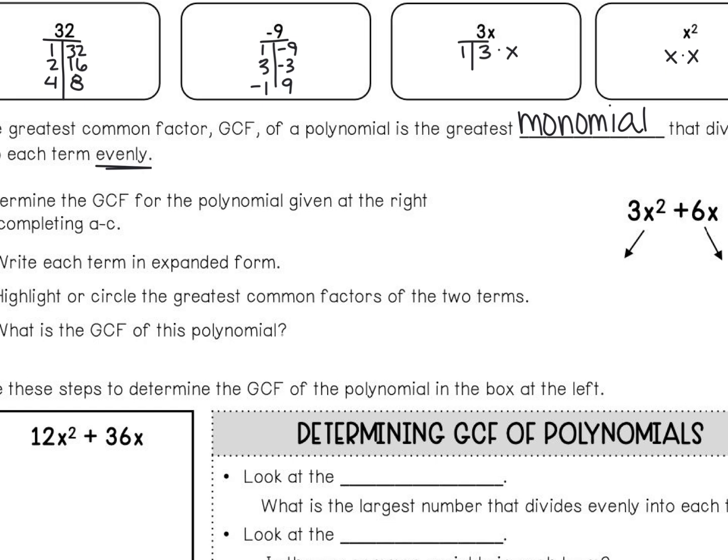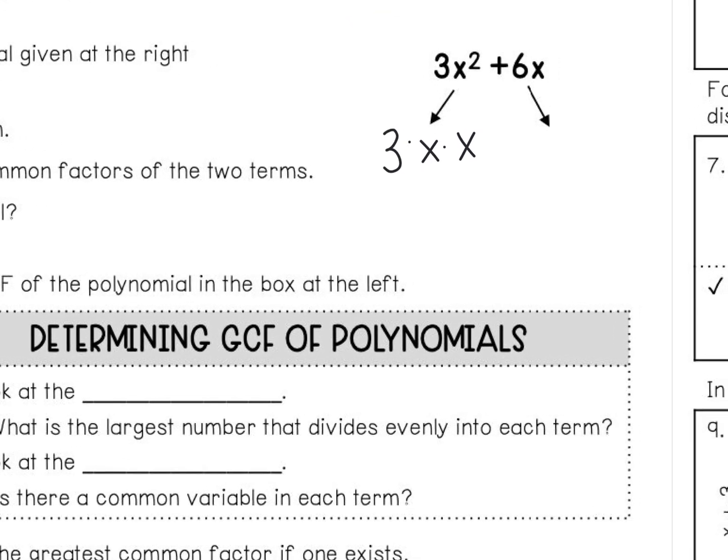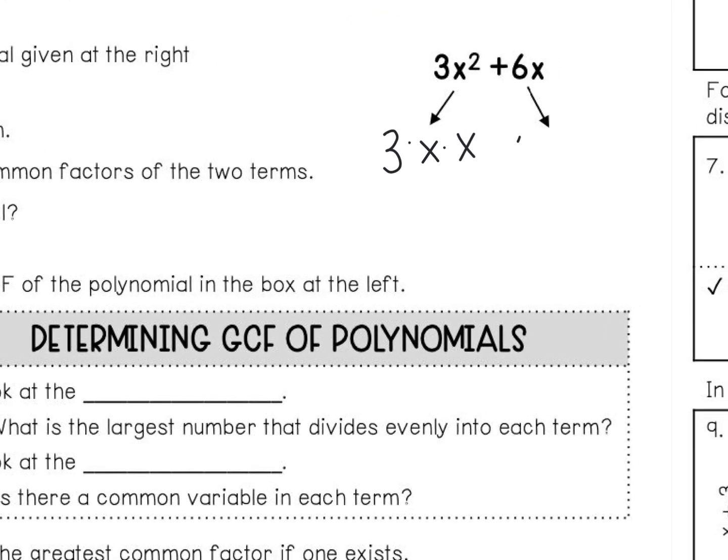Okay, write each term in expanded form. Well, how do we write 3x squared? If we're going to write it out, this is kind of like what we did with our exponents: 3 times x times x. And how do I write 6? 2 times 3 times x. So I'm just going to draw a line in between here. I want you to see it says highlight or circle the GCF.